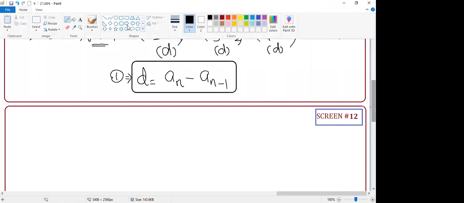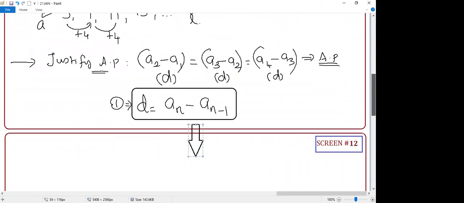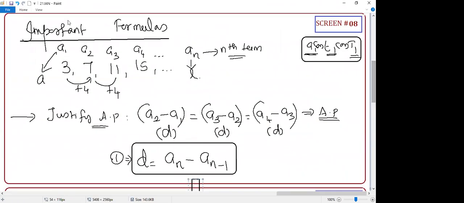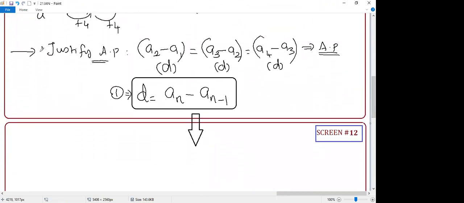Just I'll put an arrow mark here. One minute, student. Okay. So screen 8 is continued in screen 12, because I have to scroll up, scroll down. Okay, so next formula. So formula number 1 is over.